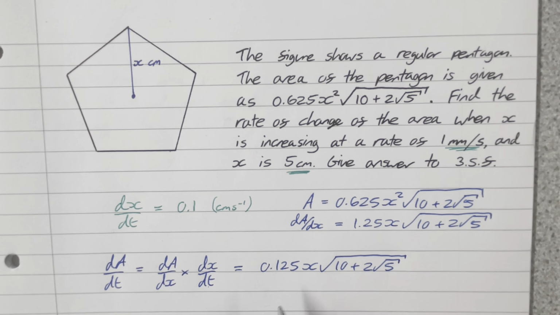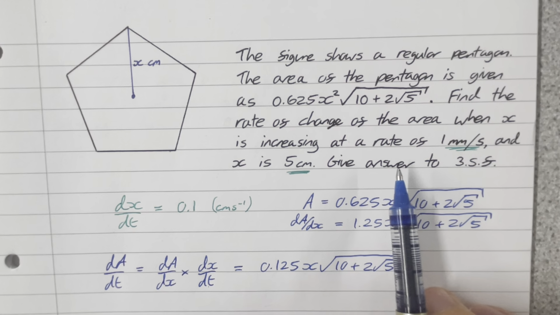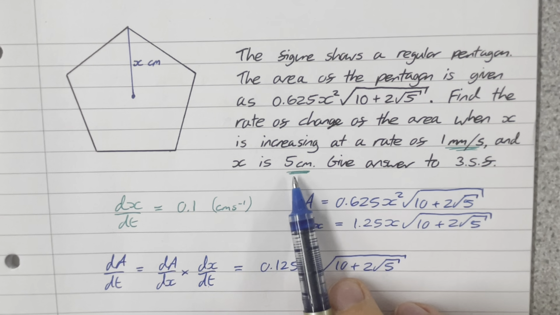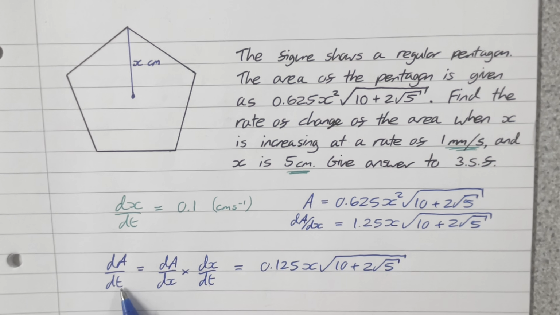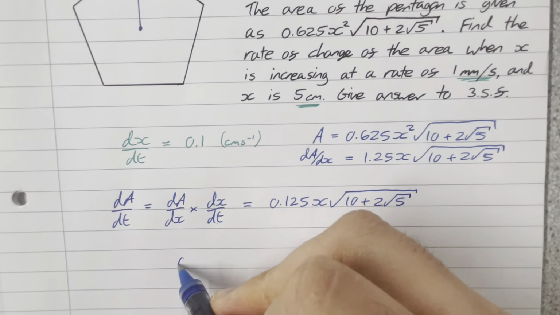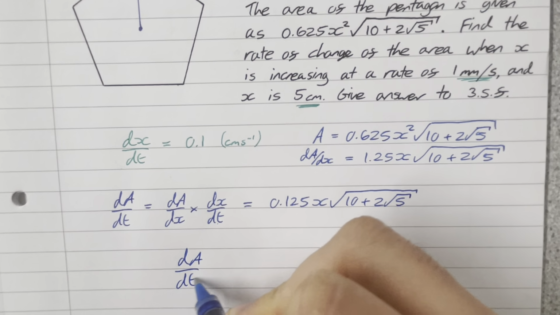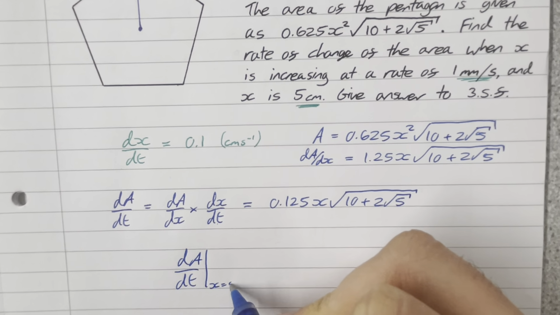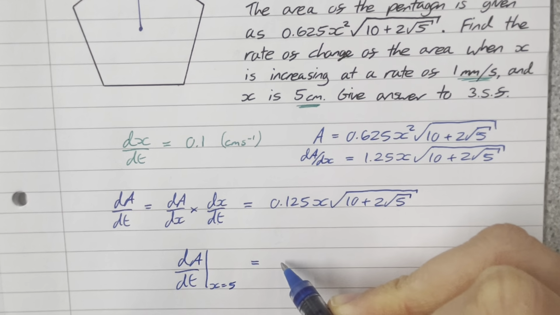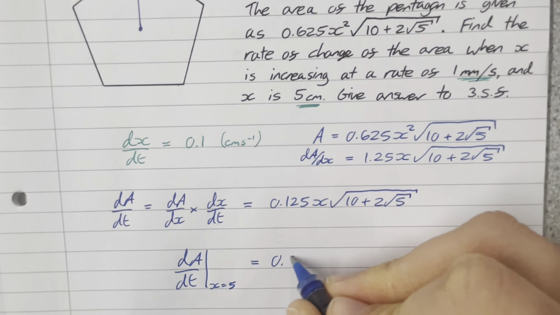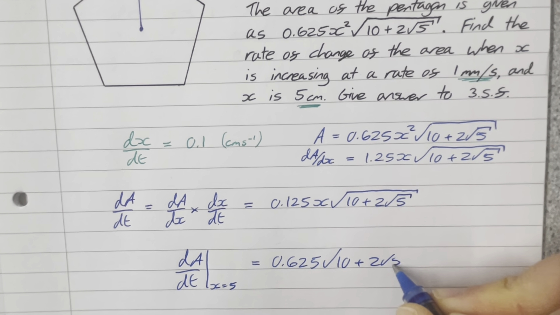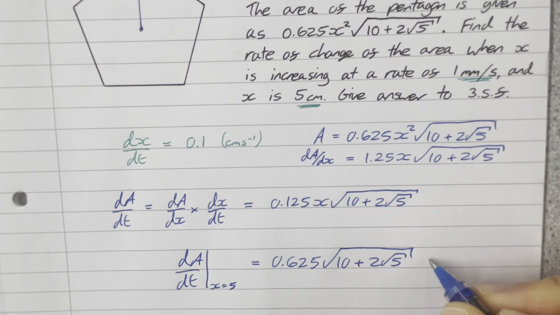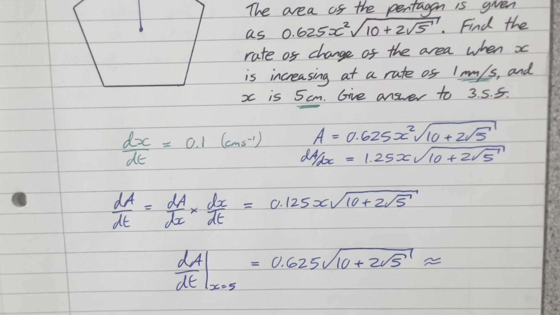We're asked to find the rate of change of the area when x is 5. So what we need to do is take the rate of change of the area and plug in x is 5. So dA by dt at the point when x is 5 is going to be equal to 0.625 times the square root of 10 plus 2 root 5. And we are asked to give that to 3 significant figures.